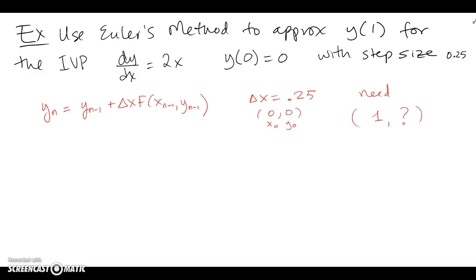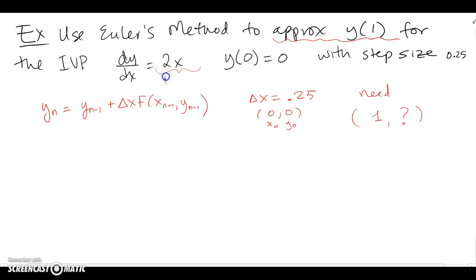So let's organize our thoughts. We know that we're going to use Euler's method. We know that the step size is 0.25. We know that this is an initial value: x is 0, y is 0, so that's x naught, y naught. And we know that we're approximating y of 1. So they're giving us the x coordinate. I don't know what the y coordinate is. That's what I'm supposed to find using Euler's method.